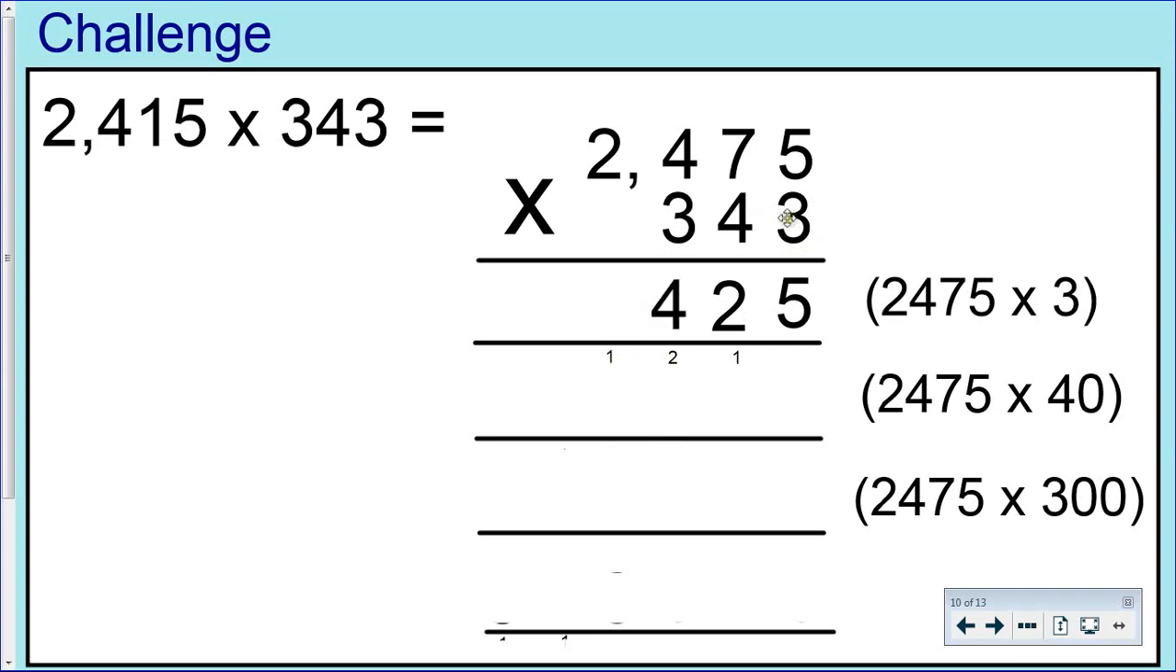And did I say 3 times 2? I meant 3 times 4. 3 times 4 is 12. Oh no, add the 2 is 14. Now we've got 3 times 2 is 6, add the 1 is 7. So we've done that first part.